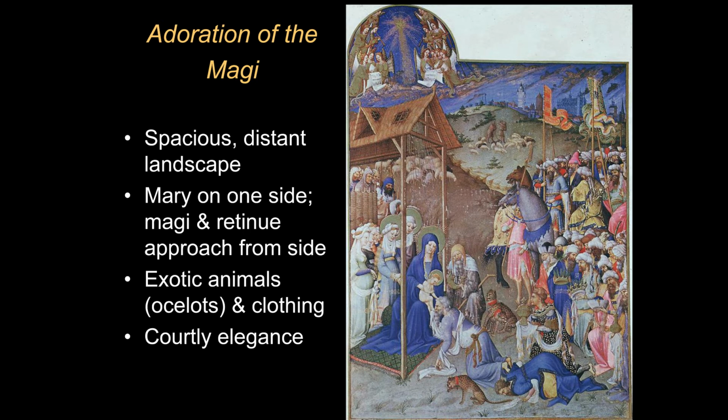But this is the international style of courtly elegance for a very wealthy duke. I should tell you that this duke collected books and had them made for him. He was a bibliophile. He had beautiful books with beautiful illuminations. This is one of the things he did. And he also built castles. So, he collected books and he collected castles.